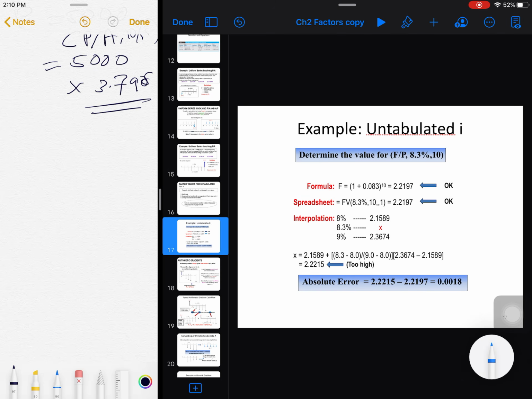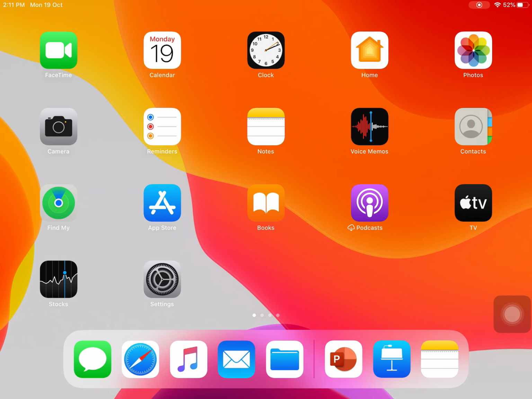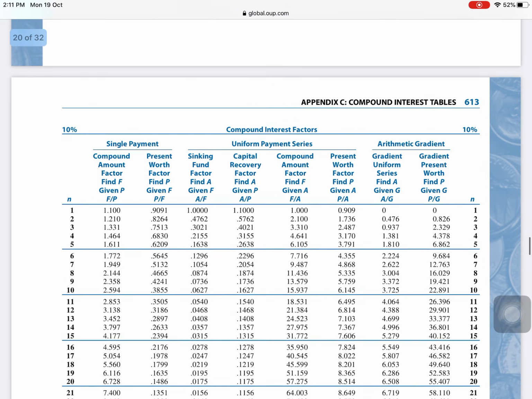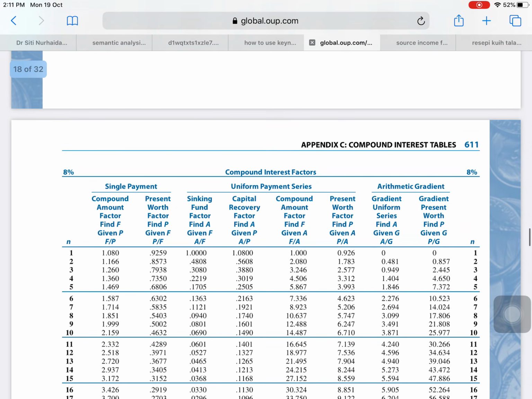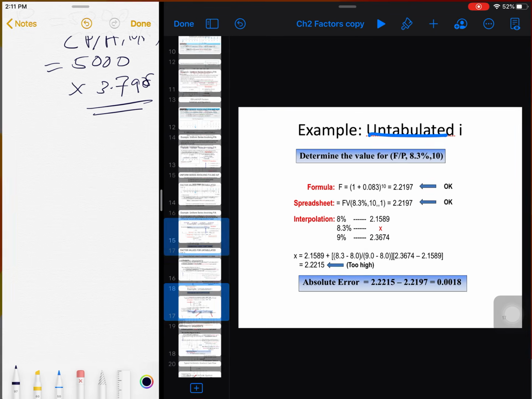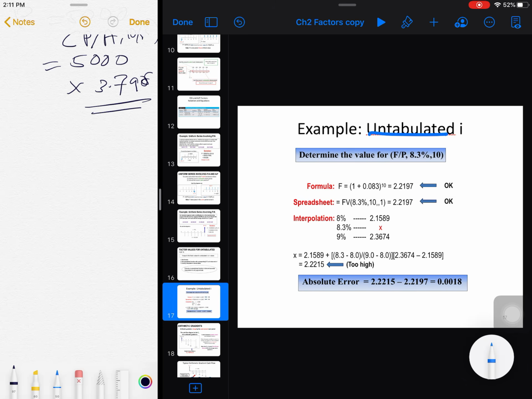So for example, for untabulated I, determine the value for F/P, 8.3%, 10. What does it mean by untabulated? Meaning 8.3%, you can't find 8.3% in this compound interest table. But what you can find is 9% and 8% interest rate. So when we have something in decimals, 8.3%, we will follow this method to find the value in between 8% and 9% from the table.